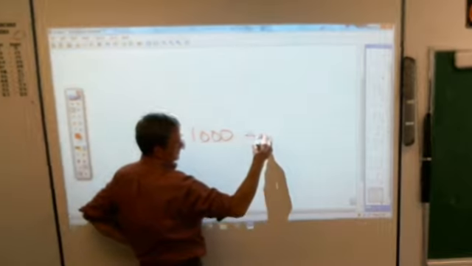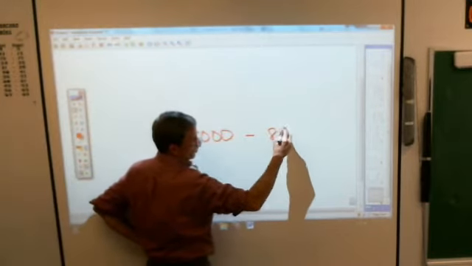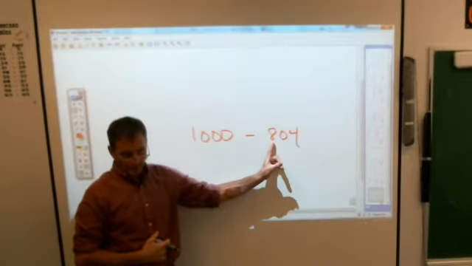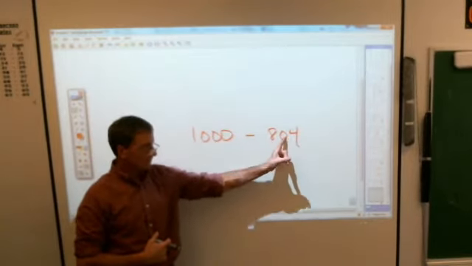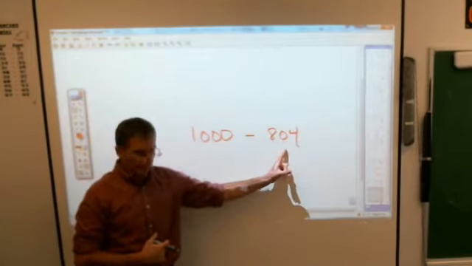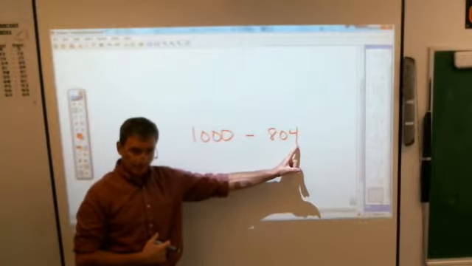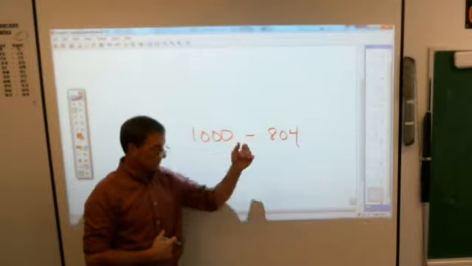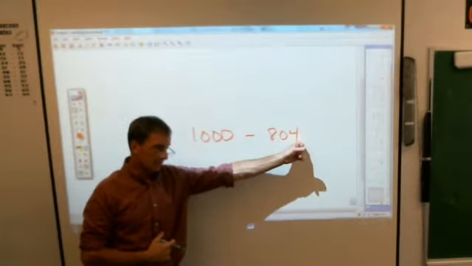1,000 minus 804. What added to this would give you a 9? 1. What added to this would give you a 9? 9. What added to this gives you a 10? 6. 196 is what you'll get when you subtract this, because those have to add up to 9s and that has to add up to a 10.